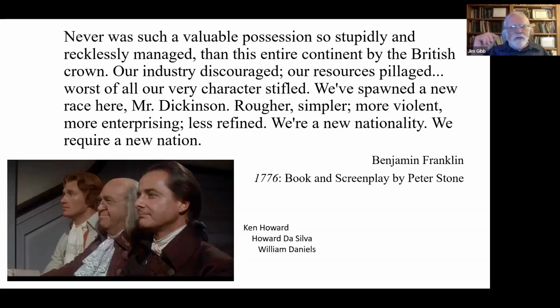Peter Stone, the late Peter Stone, was a very good playwright, and he chose his words carefully. Read those last two sentences, short periodic sentences. We're a new nationality. We require, we don't deserve, there's no entitlement here. We require a new nation.